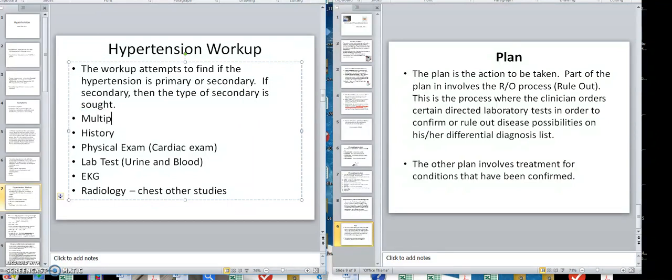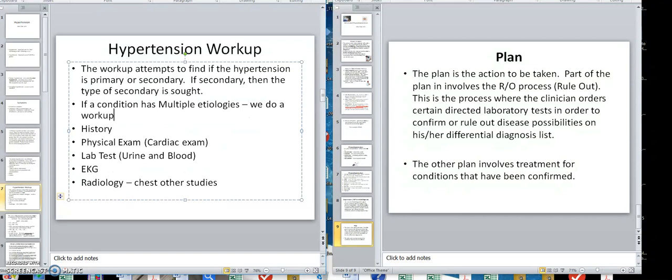Multiple etiologies. Now, and I'm going to erase it in a minute. Okay, if a condition has multiple etiologies, we do a workup. Okay, a condition has multiple etiology, meaning cause.